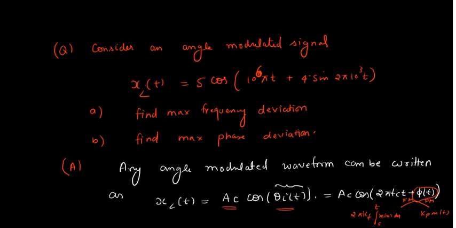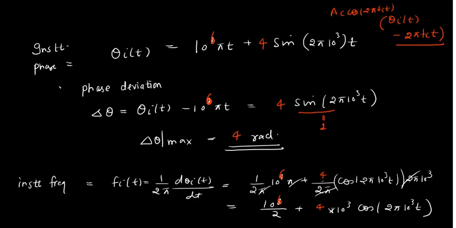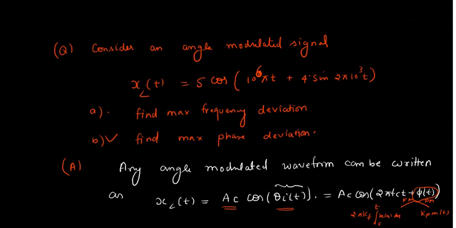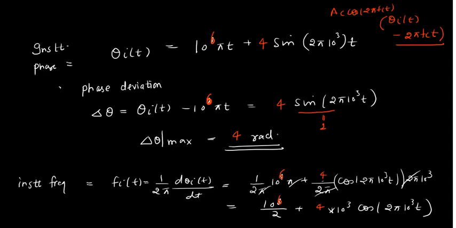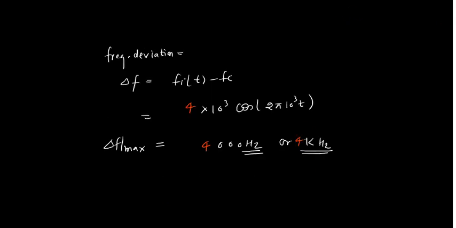Now our second aim is to find the maximum frequency deviation. We have solved the first one. Now we are solving the maximum frequency deviation of this angle modulated waveform. So first we have to write the instantaneous frequency. We know the instantaneous phase, so we can evaluate the instantaneous frequency by this formula. We differentiate it and divide by 2 pi, and we have our instantaneous frequency like this. And if you remember, the frequency deviation is the instantaneous frequency of the angle modulated waveform minus the frequency of your carrier.